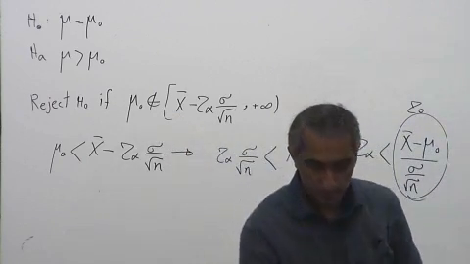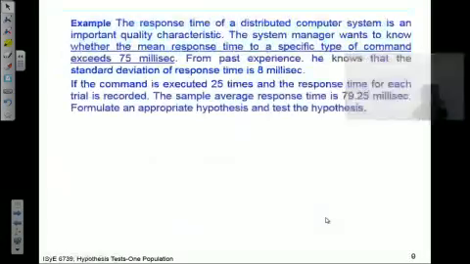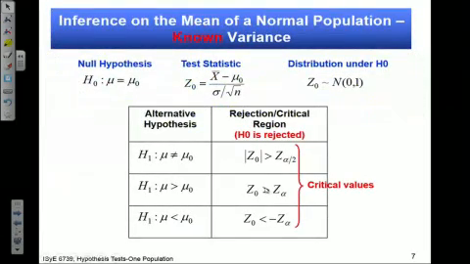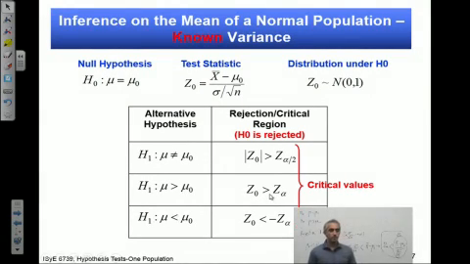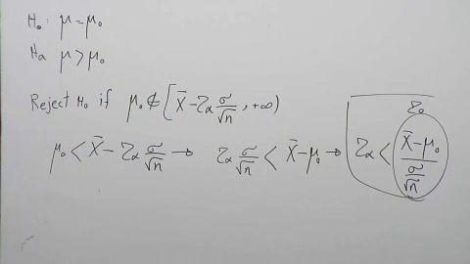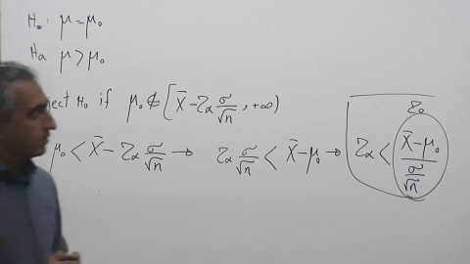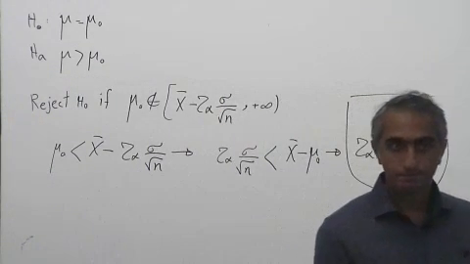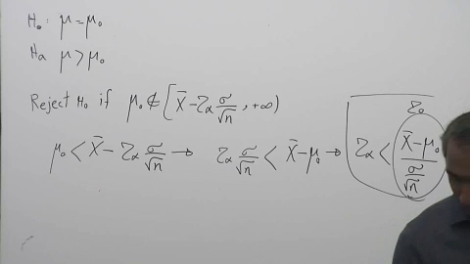If I go back to this table, you can see mu greater than mu0, the critical region Z0 is greater than Z alpha, which is exactly the same thing here. Okay? So these two are equivalent. Is it clear? Any questions so far? Okay.